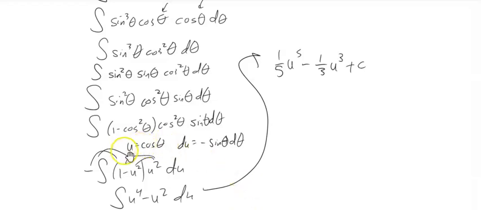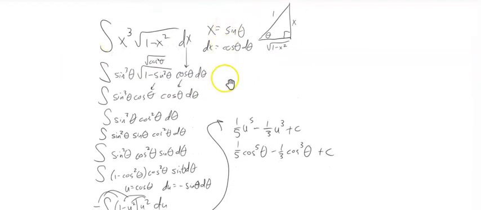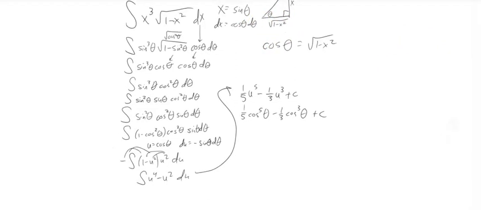And I'm not done yet because I know that cosine is u. So I have 1/5 cosine to the fifth minus 1/3 cosine cubed. And again, I'm not done yet because I want it in terms of x. So I've got to undo this sine substitution that I made. If this is my triangle, since cosine is adjacent over hypotenuse, it's going to be this over 1. So it's just square root of 1 minus x squared, which is a 1/2 power, right?